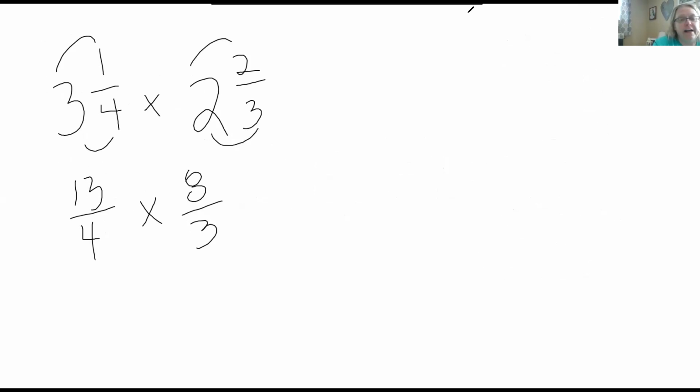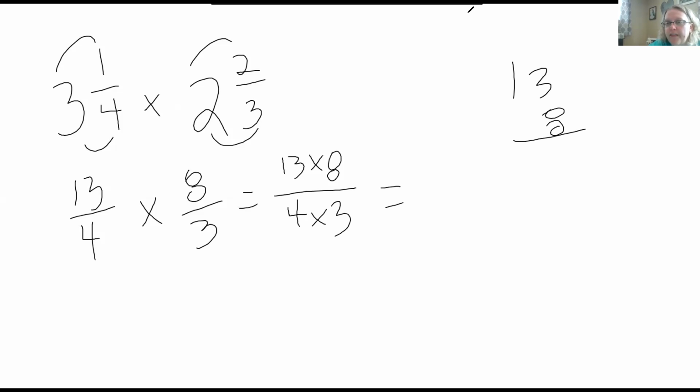So now I'm going to multiply across numerators. In this case, 13 times 8 across my numerators. 4 times 3 across my denominators. So 13 times 8, I'm actually going to calculate that off on the side here. Boy, writing on this screen with my finger is not very neat. So that gives me 104.